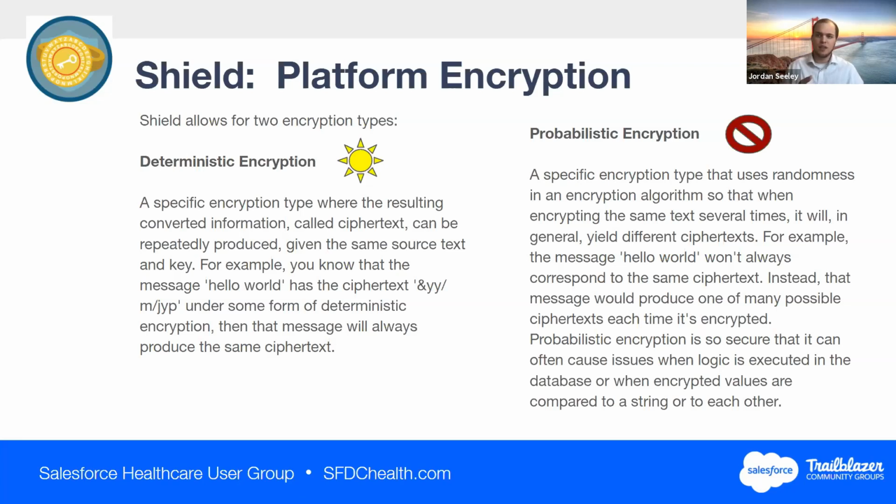From a deterministic standpoint, really the difference is if I put my name in, if I put Jordan in, I'm going to get XYZ123 out the first time, I'm going to get it out the second time, I'm going to get it out the third time. And what that allows to happen is to retain some of those features and functionality that you lose with probabilistic encryption. Those specific features and functionality might be associated with sorting and filtering, things like SQL queries that might be referenced in Apex classes, report filters, things of that nature.